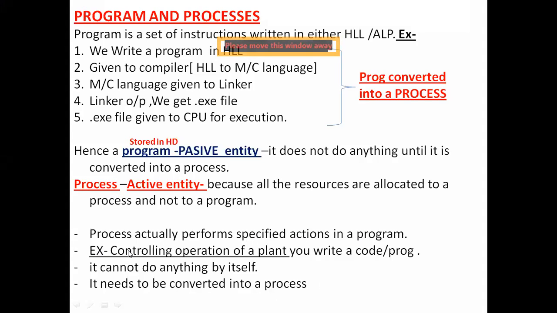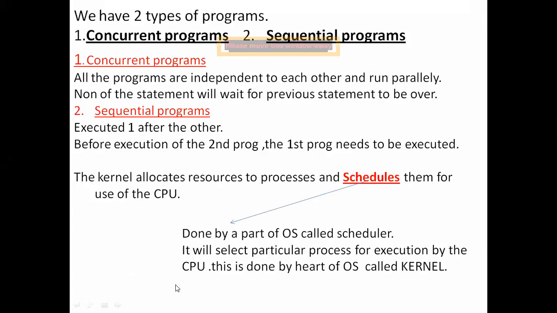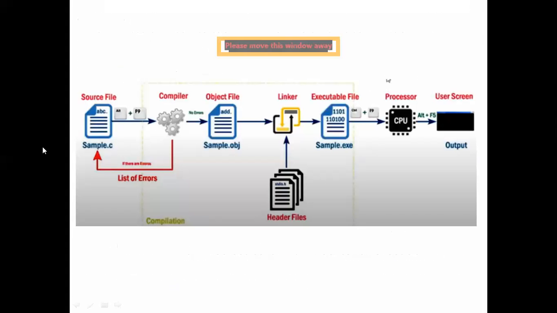Okay. So for example, I want to have the controlling operation of a plant. So what we do is we write a code or a program. Just by writing a program, the program cannot do all the things by itself. Why? Because it needs to be converted into a process. And the way to convert any program to a process is, as we saw in the previous slide.